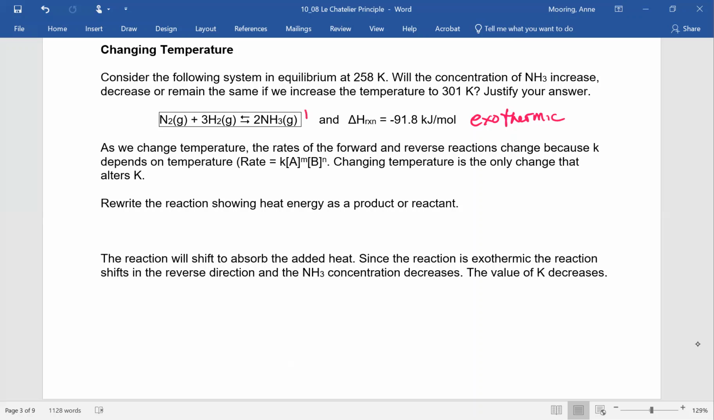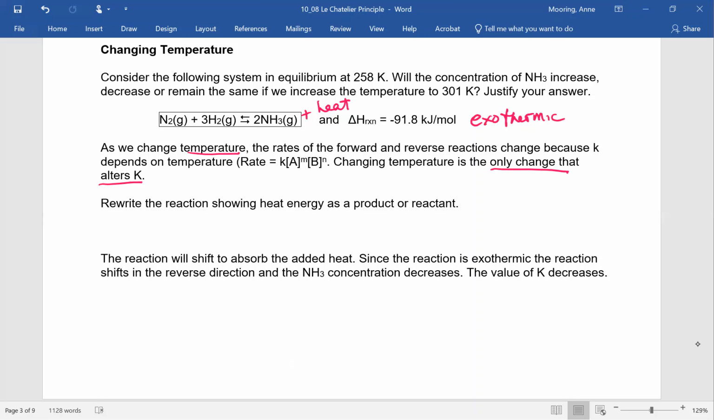Okay, so I could add plus heat here because heat is going to be made. And then I can think of this, is heat a product or is it a reactant? Now, one of the things about changing the heat is if we change the temperature, the rates of the forward and reverse reaction change, because remember k, the kinetic k, depends on temperature. There I've got the rate equation for you. So changing temperature is the only change that alters K.